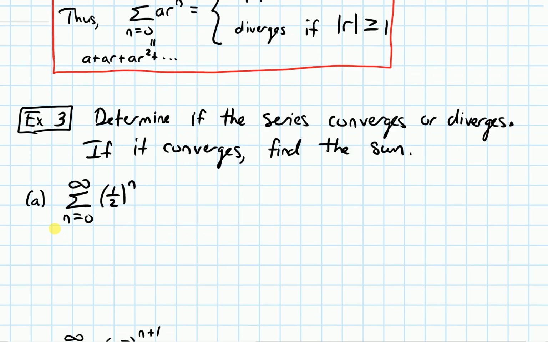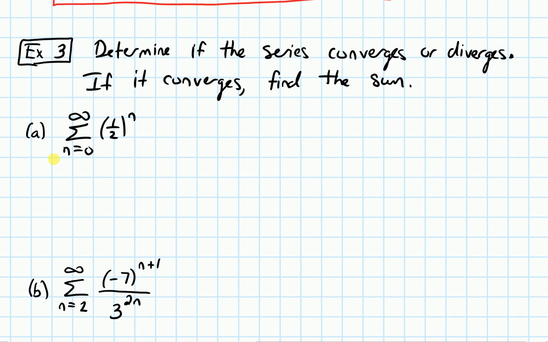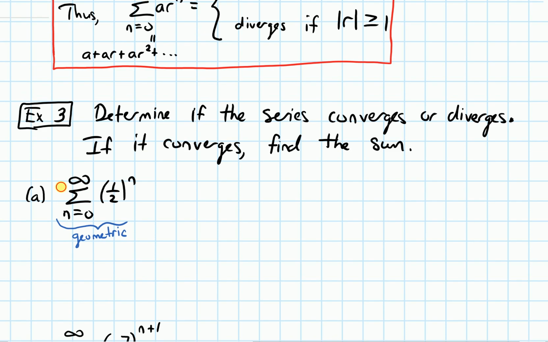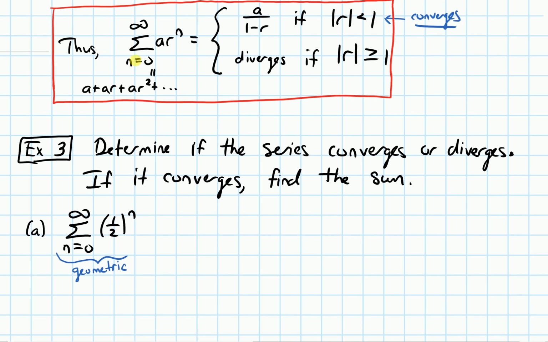All right, so let's do an example. For the following series, determine if they converge or diverge, and if it converges, find its sum. Okay, so part A, we have the sum from n equals 0 to infinity of 1/2 to the n. So first off, this series is geometric. It does have the form that a geometric series would have. It has this type of form right here.